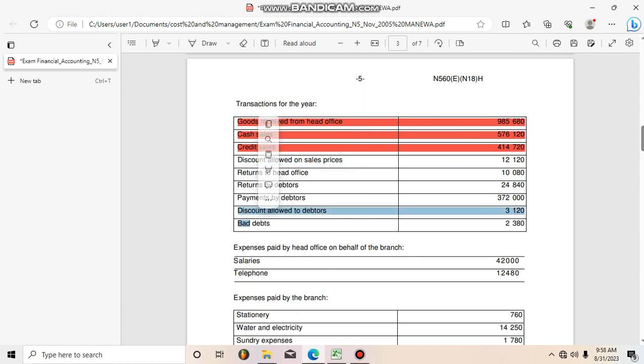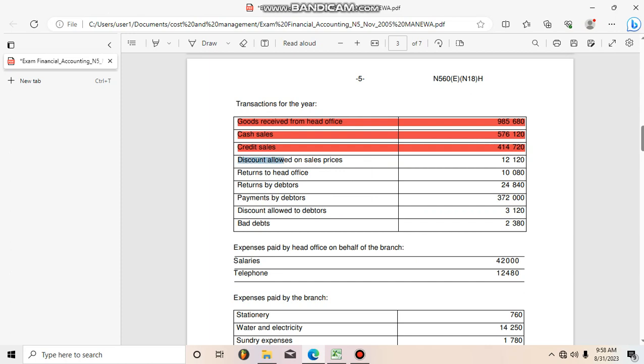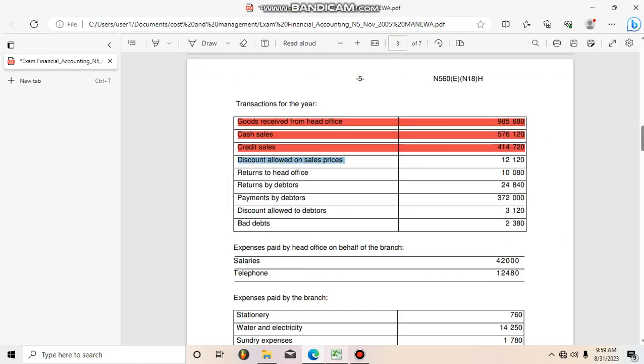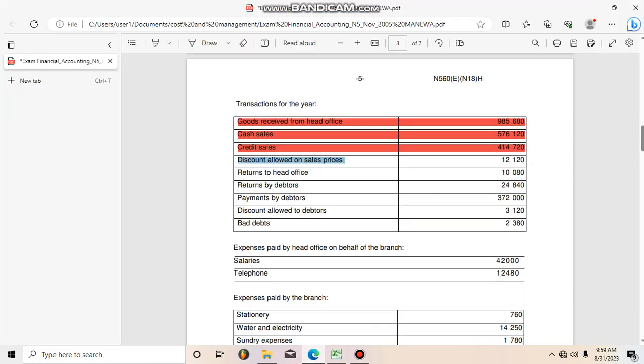So we can check. We have a branch discount allowed to debtors. Here's the discount allowed to debtors, right? So for this one, you are going to consider the branch stock and the branch adjustment, 12,120. So we are going to have the branch adjustment with that amount of 12,120. Because we have written the branch adjustment here, let's just take this amount the way it is on the debit side of the branch stock. On the debit side of the branch adjustment, the way it is, 12,120. So you're done. Let's cancel.